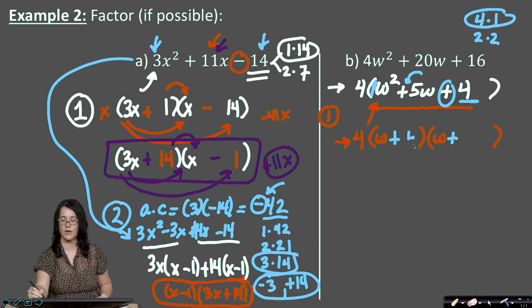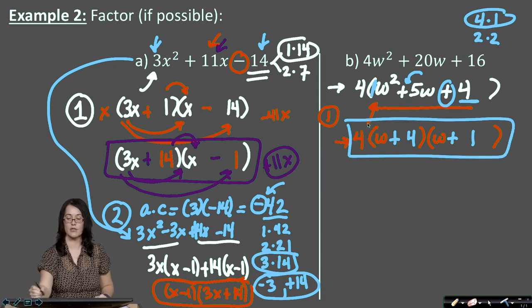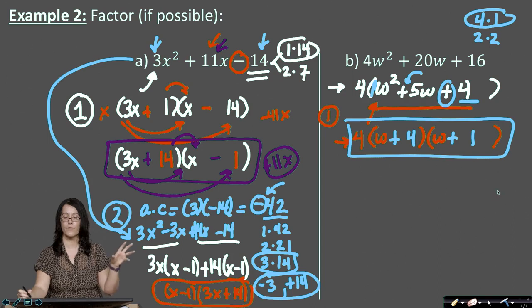So maybe you put a 4 here and maybe you put a 1 here. Again, the order in which you place the factors doesn't matter because multiplication is commutative. Finally, it looks like we have linear factors only, so this would be our final answer. 4 was our GCF in front. W plus 4 and w plus 1 are the other two linear factors.